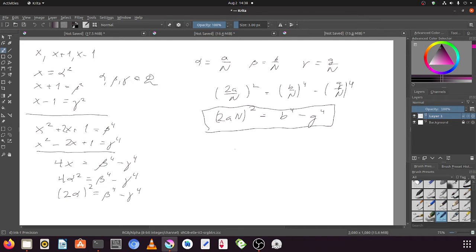So we have to prove that x to the fourth minus h to the fourth equals u squared has no integer solutions, of course, except 0, 0, 0.